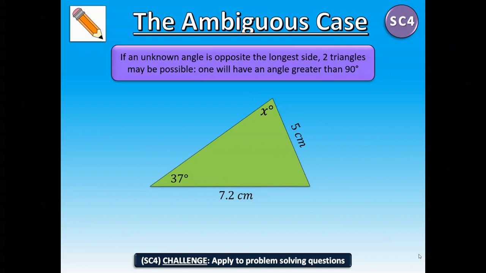We also need to know about the ambiguous case. So if an unknown angle is opposite the longest side, two triangles may be possible, and one will have an angle that's greater than 90 degrees. Like so.